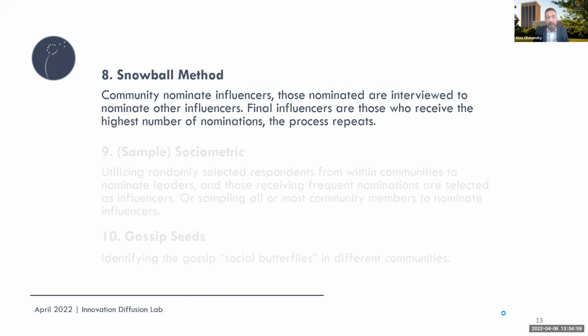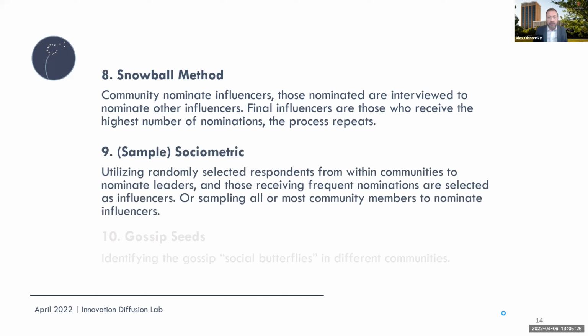The eighth technique is called the Snowball Method. And here, random community members nominate influencers, and then those who are nominated are then interviewed to nominate further influencers. And so the final set of influencers are going to be those who receive the highest number of nominations. And then this process repeats until a certain number of influencers are achieved.